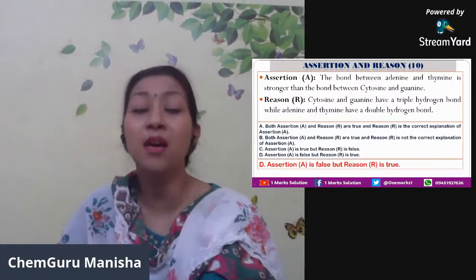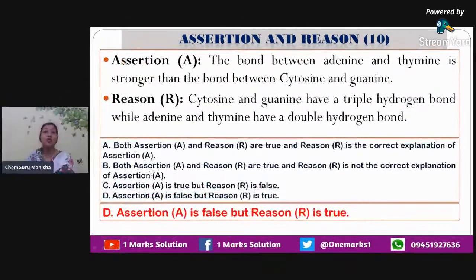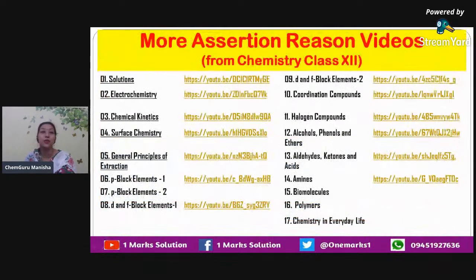Now the reason it says cytosine and guanine have a triple hydrogen bond, while adenine and thymine have a double hydrogen bond. So reason here is true, बट उससे बॉन्ड स्ट्रॉन्ग वहां पर नहीं हो जाता क्योंकि ट्रिपल बॉन्ड एडेनिन और साइटोसिन और ग्वानिन में आपका ट्रिपल हाइड्रोजन बॉन्ड है. सो वहां पर वो वीकर बॉन्ड कंसिडर किया जाएगा एंड दैट इज व्हाई assertion is false but reason is true.